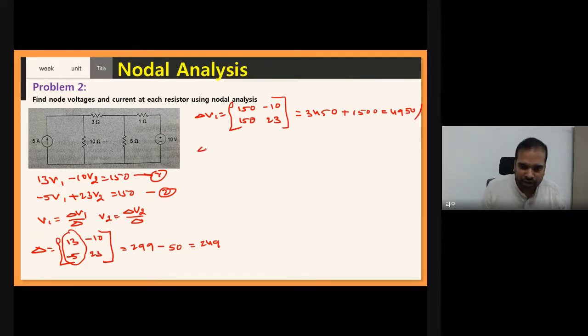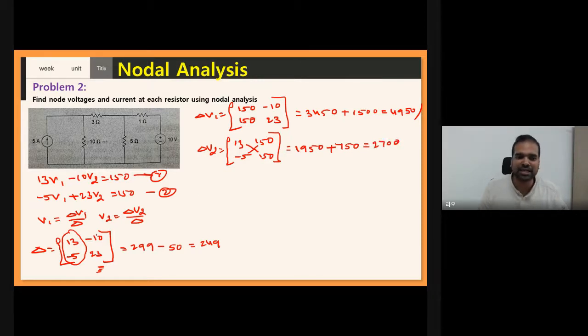Clear. Now you need to find the determinant of delta V2. Now instead of V2 terms, you need to write constant values. So V1 values are the same, 13 and minus 5. What are the coefficients here? From equation 1, 150, and equation 2, 150. Now you need to find the determinant of delta V2. If you find the determinant, 13 into 150, you will get 1950, minus, when you multiply from down to up, you will write minus. Minus 5 into 150, you will get 750. Minus 750, minus minus will become plus, plus 750. Therefore 2700. Now you find the determinant of delta V1 and delta V2. Therefore V1 equal to delta V1 by delta. Delta V1 means what?